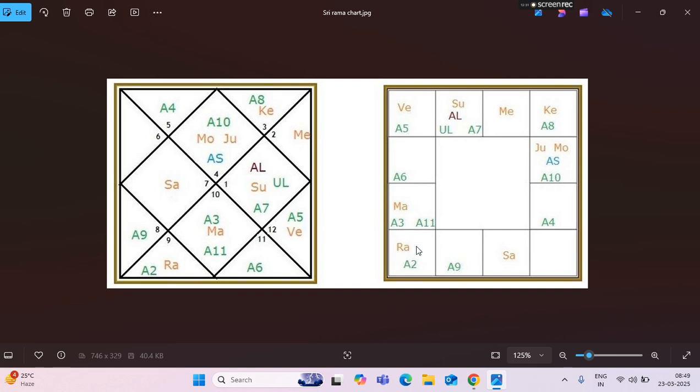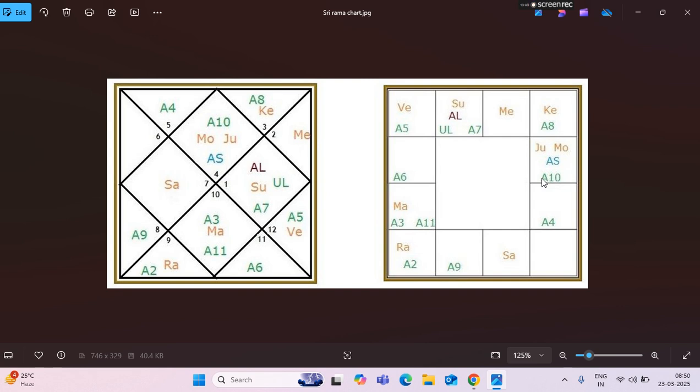So what is debilitation? Debilitation means that the enemy has to get defeated at the hands of the person. So obviously Ravana was defeated at the hands of Sri Ramachandra. And Jupiter is what? Jupiter is Brahmin. So Ravana was also a Brahmin. He was very well educated in all the Shastras.